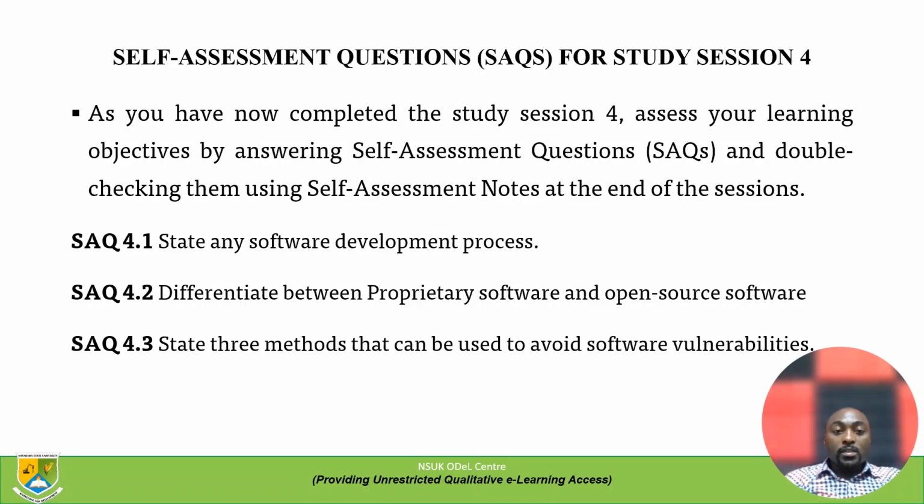So the self-assessment questions for study session 4. So we have SAQ 4.1, state any software development process. SAQ 4.2, differentiate between proprietary software and open source software. SAQ 4.3, state 3 methods that can be used to avoid software vulnerability.